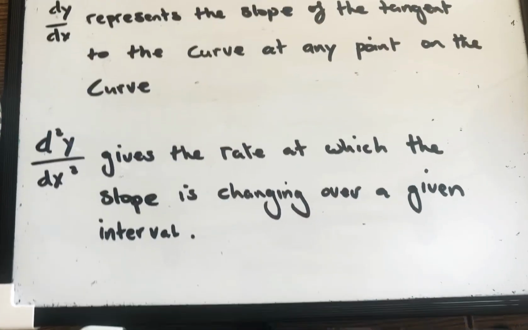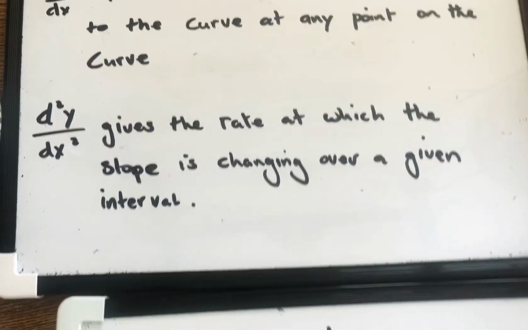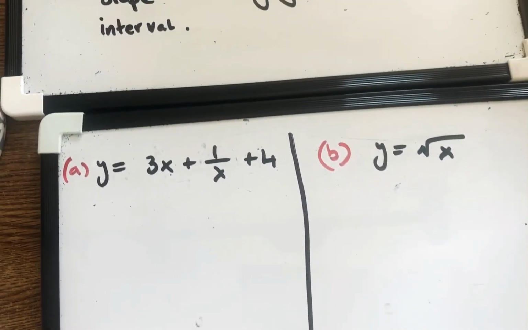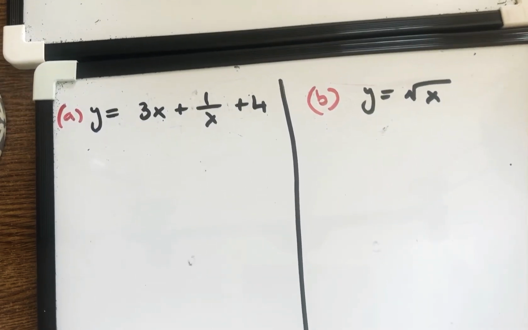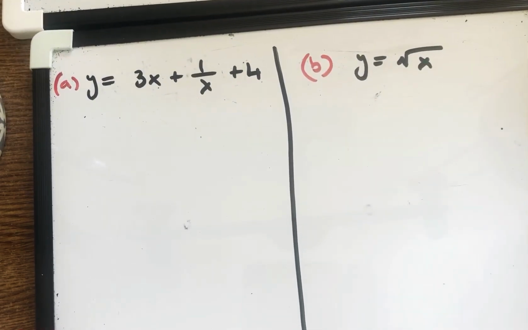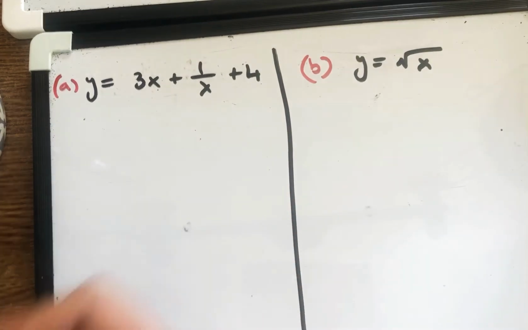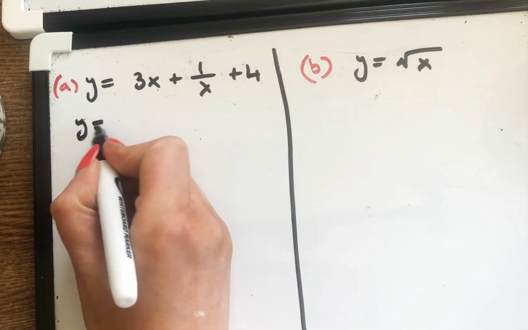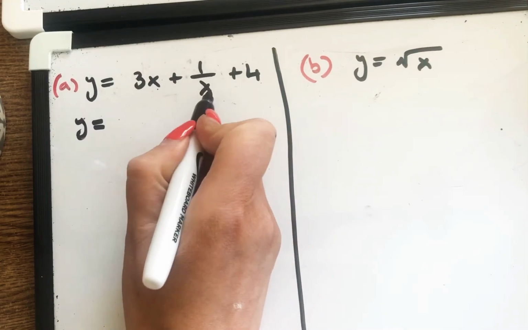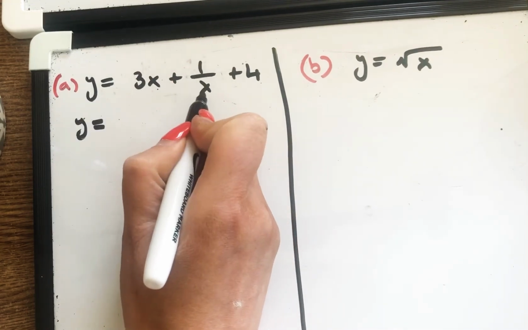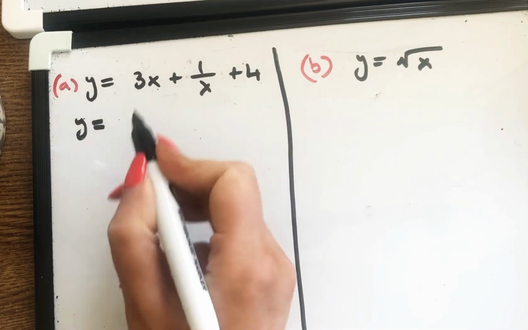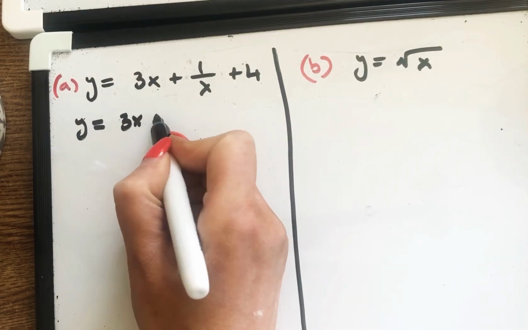So let's look here at two examples of finding d squared y over dx squared. Let's begin first of all with example A. Here we have our function y is equal to 3x plus 1 over x plus 4. We're going to begin our question here by remembering that 1 over x can be written as x to the power negative 1. So let's do that first.